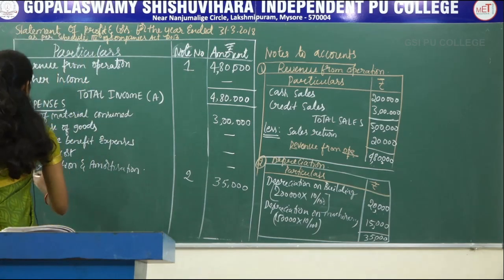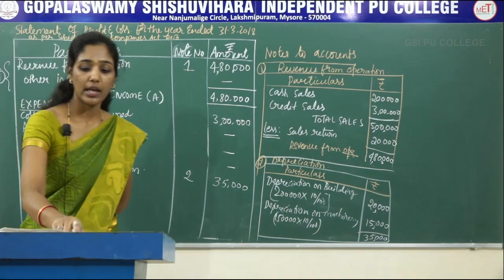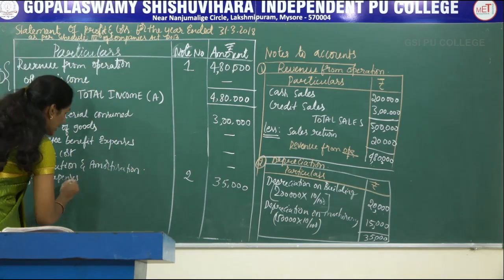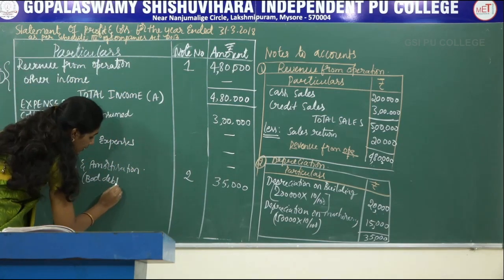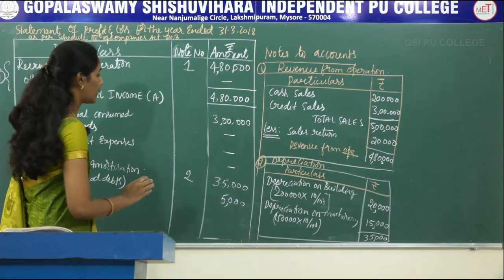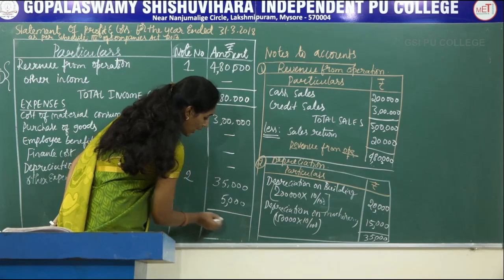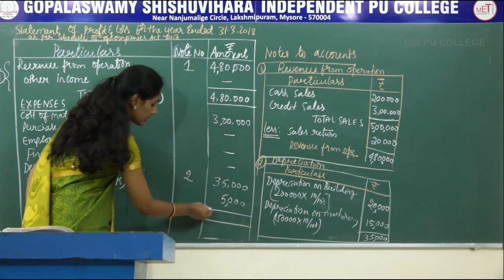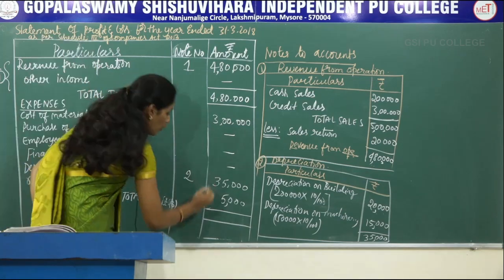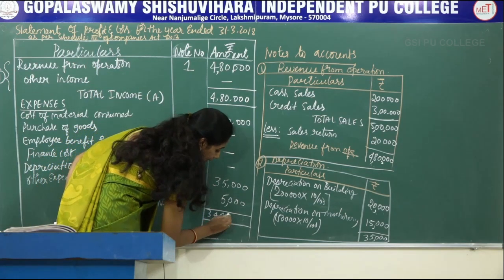The next, other expenses. They have given bad debts, only one item. You can directly record it in the statement. Bad debts was rupees 5,000. So now there is no more expenses. So finally you have to add all the expenses together. Then you will get total expenses B was rupees 3,40,000.